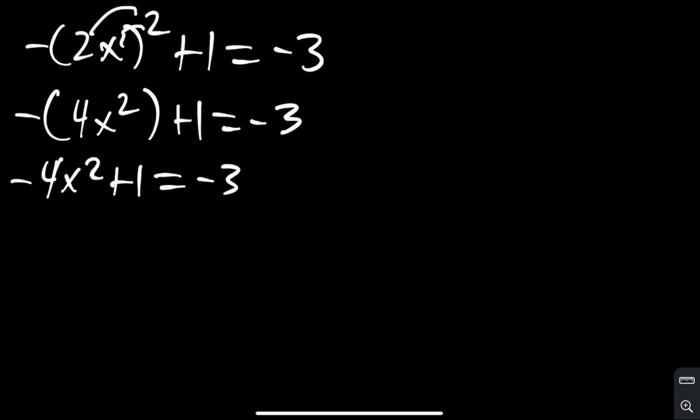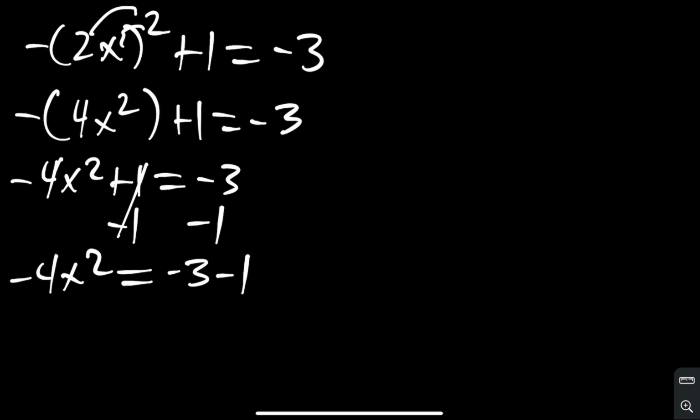So we need x by itself. So we're going to subtract 1 from both sides. So this is going to give you 0 on the left-hand side. So it's going to be negative 4x squared and then negative 3 minus 1. So we're going to carry that negative 4x squared, and negative 3 minus 1 is going to give you negative 4. So we need to get rid of that negative 4 that's attached to that x squared, so we're going to divide both sides by negative 4.